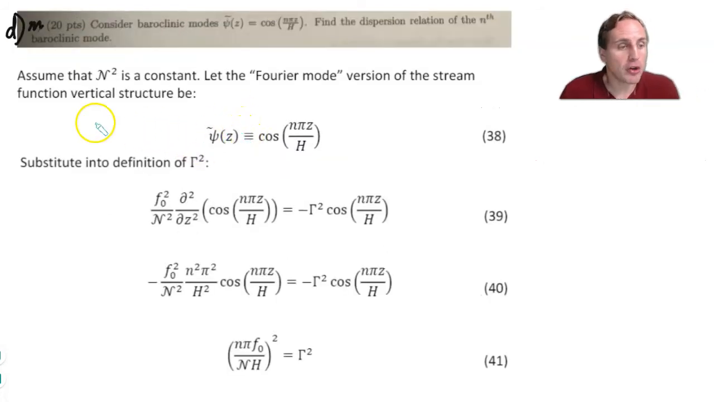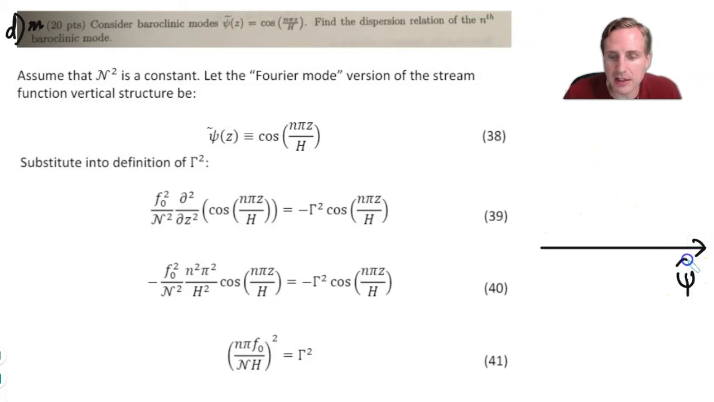Let's now have a look at part D. It says, consider baroclinic modes, so psi tilde of z is going to equal cosine of n pi z over h. Find the dispersion relation of the nth baroclinic mode. Okay? All right, so a couple things here. First of all, what would psi tilde of z look like? So imagine this is the direction of psi tilde, and suppose this is the height. I'm just sketching sort of an axis here.